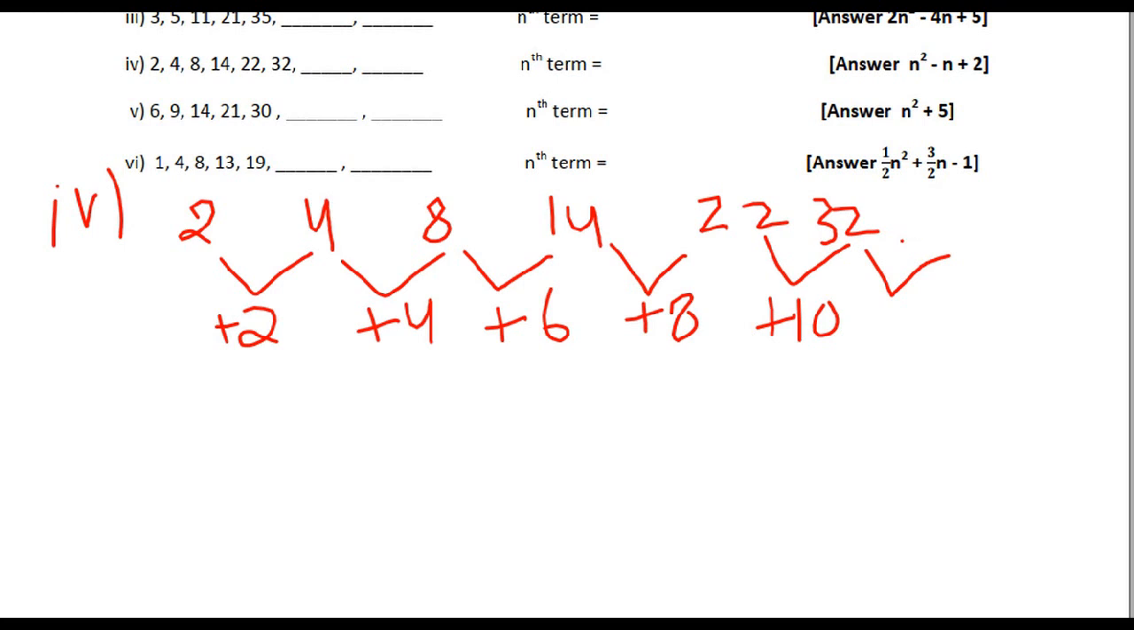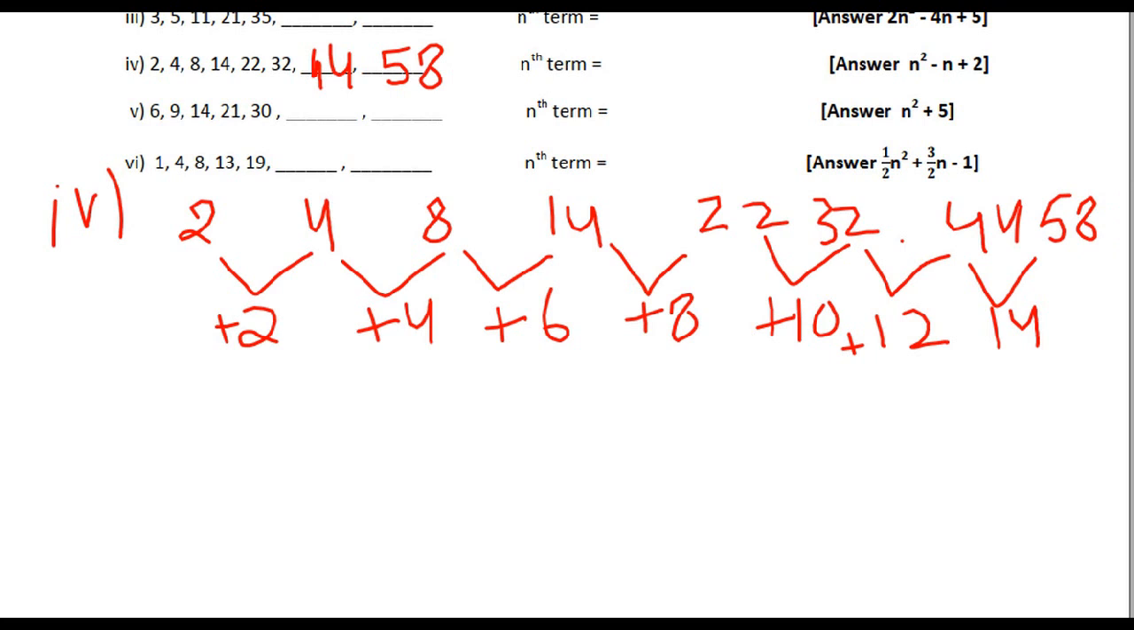For the next number, to get the next number, we add 12. So 12 plus 32 is 44. So we write 44 here, and then to get the next number we add 14 to 44 and we get 58.